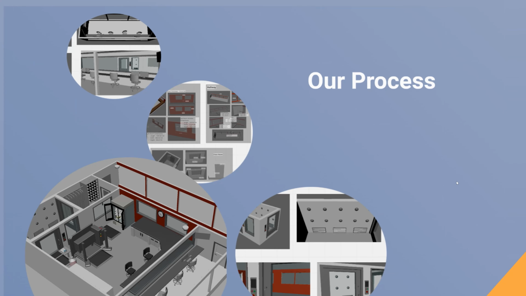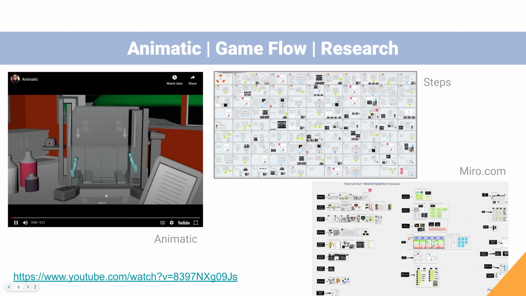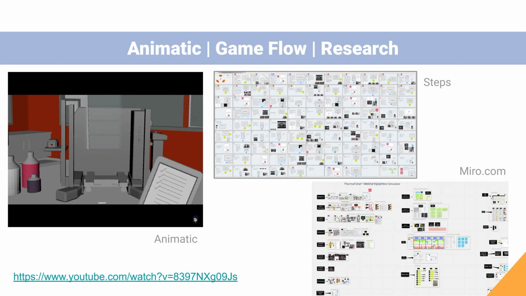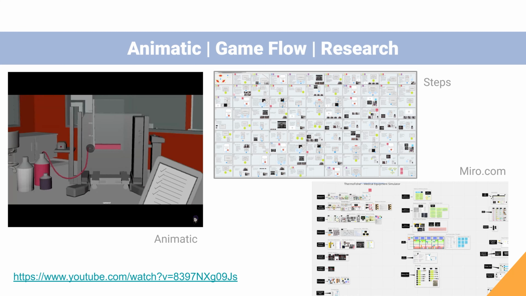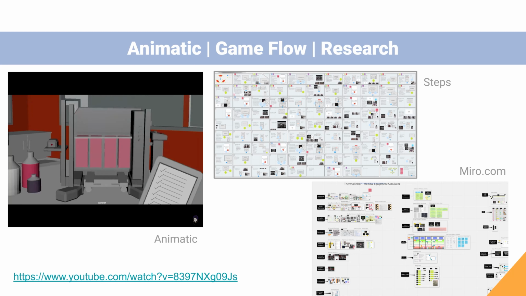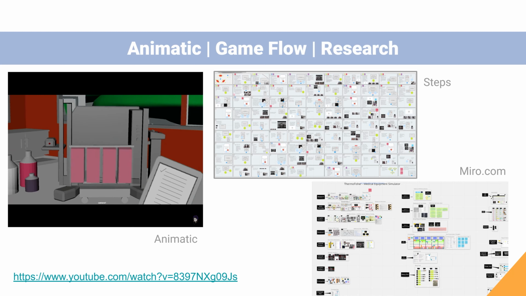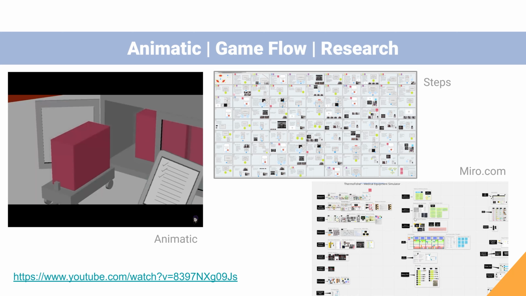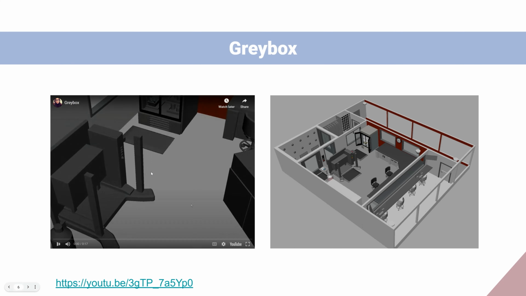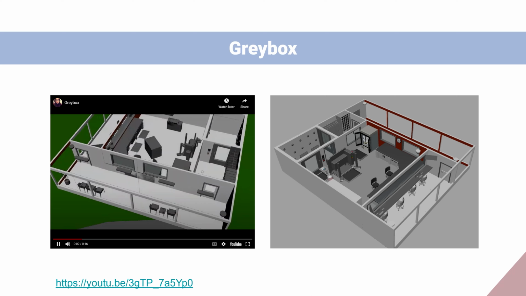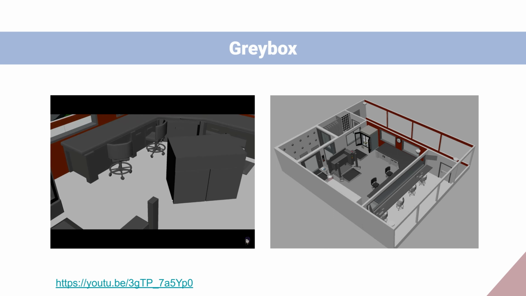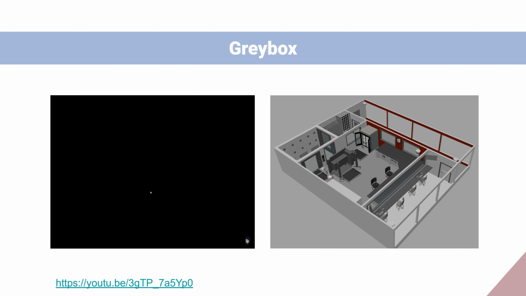Let's talk about our process. We needed to come up with a game flow, so we researched YouTube videos on demonstrations of the manipulator, and we organized our research on a Miro board, and we planned out our steps, and then we used those steps to create an animatic of the game flow. We also planned out our gray box using that research, and we took it to our client and they gave us feedback, and then we took that feedback and made some revisions, and this is what we came up with.